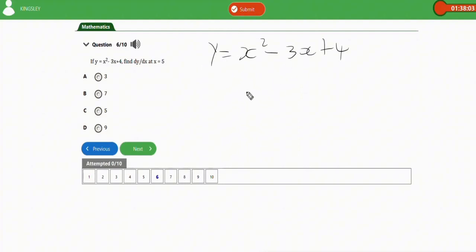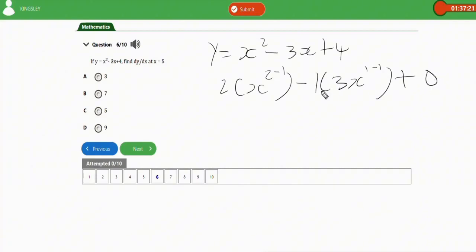Firstly, let's differentiate this. When you differentiate x squared, this will give you 2x, 2 minus 1. Now we have minus, the power here is 1, so 1 times minus 3x, 1 minus 1, in brackets. Then we have plus, when you differentiate a constant, I've told you initially, it will give you 0.